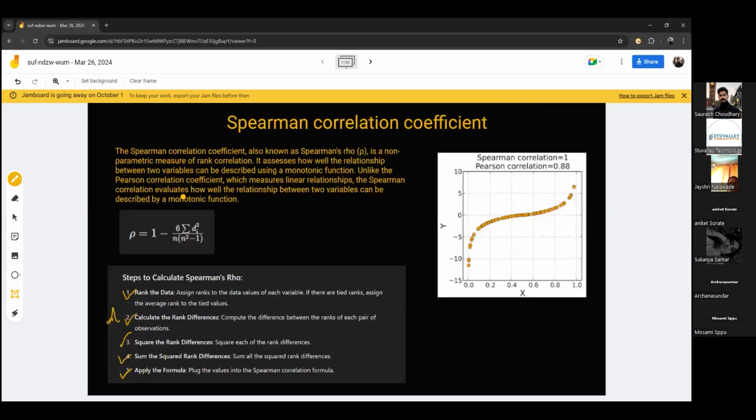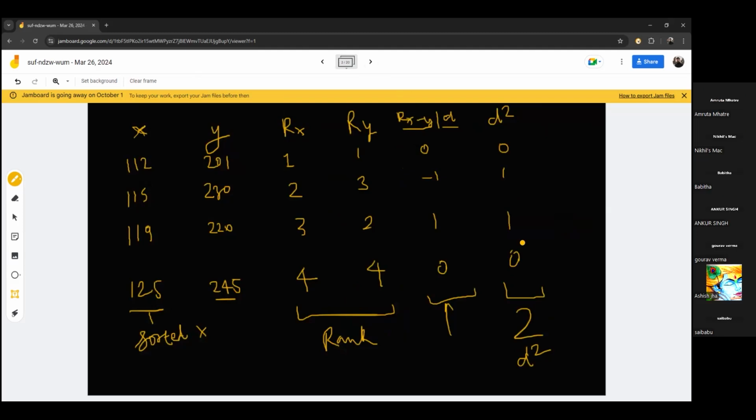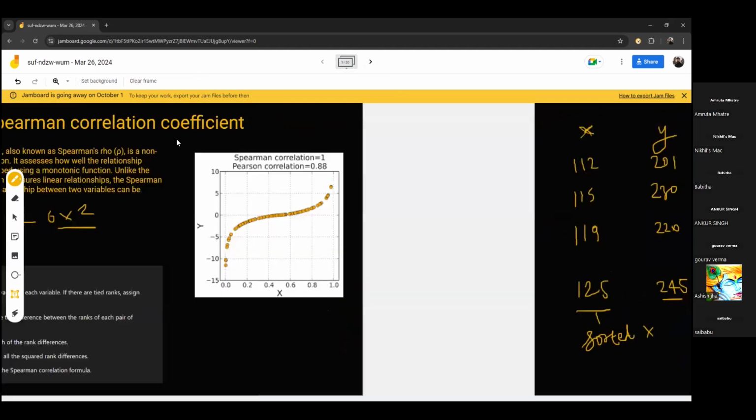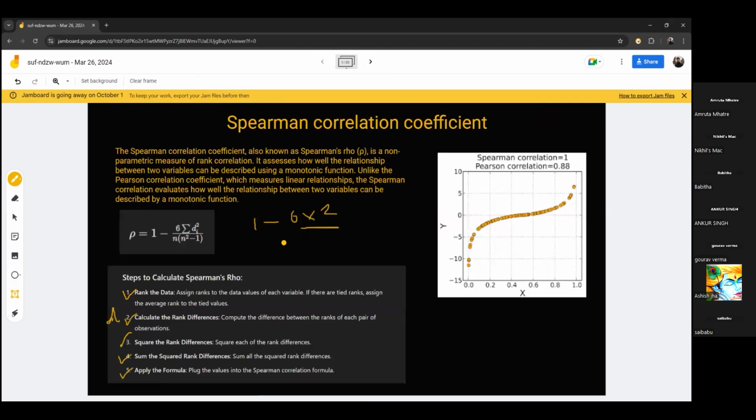Then apply the formula. The formula is this one: 1 minus 6 into d square. The summation of d square is 2, and n, how much value do we have? 1 2 3 4. 1 2 3 4. Good, very nice, Nikhil. Then 4 square minus 1, right? Calculate it and tell me the value.